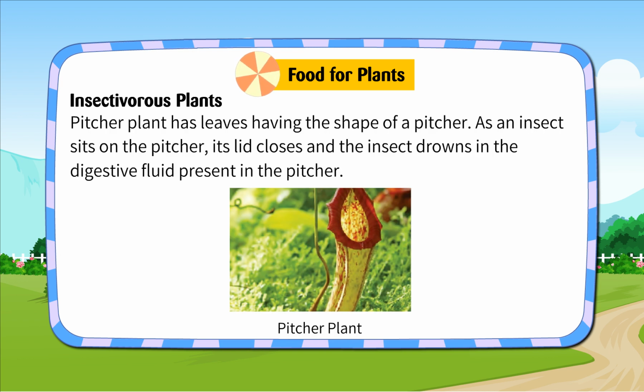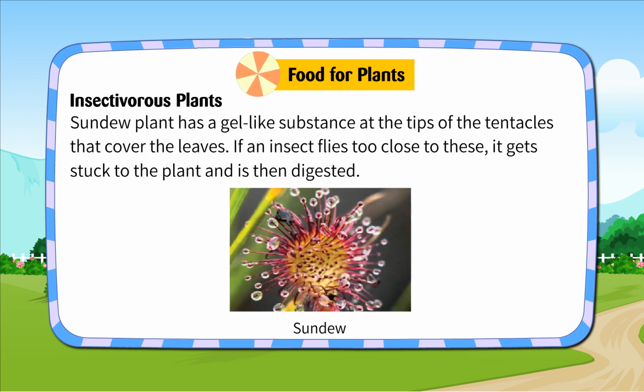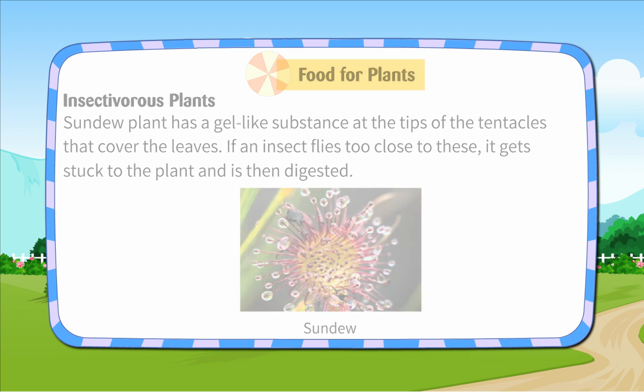Pitcher plant has leaves having the shape of a pitcher. As an insect sits on the pitcher, its lid closes and the insect drowns in the digestive fluid present in the pitcher. Sundew plant has a gel-like substance at the tips of the tentacles that cover the leaves. If an insect flies too close to these, it gets stuck to the plant and is then digested.